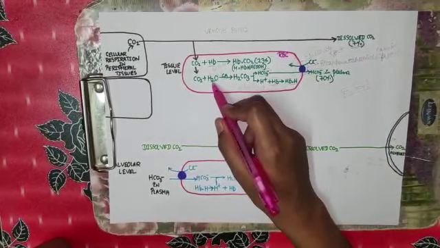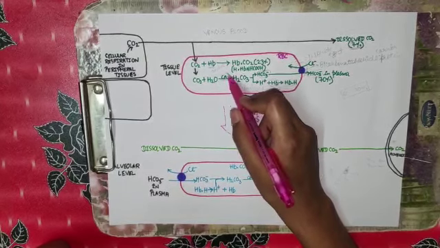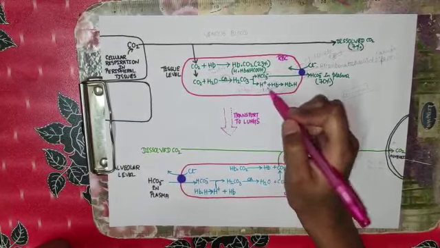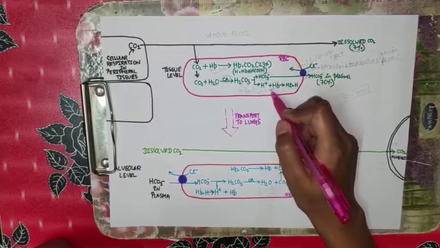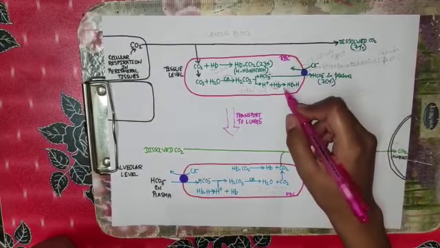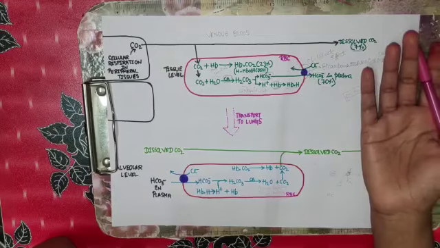CO2 will reach into the RBC and it will react with water in the presence of the carbonic anhydrase enzyme, and it will form carbonic acid. Now carbonic acid will dissociate into bicarbonate ion and H plus ion. This H plus ion will bind with hemoglobin protein, because hemoglobin is a powerful acid base buffer.